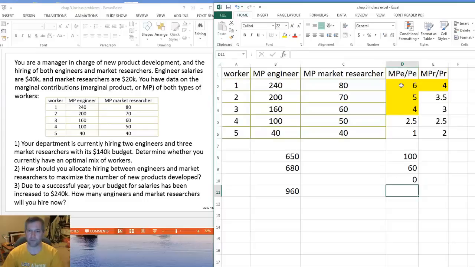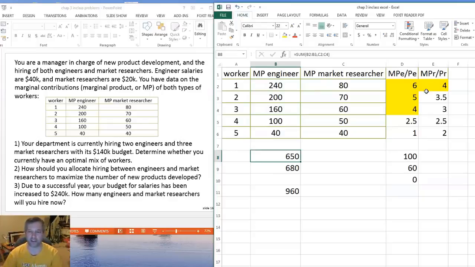I end up hiring the best deals at each stage of the process. I end up using it all. If you want to figure out whether it's optimal or not, I mean, because I just kind of showed you the steps you should take, the way you should try to solve these problems is to figure out marginal product per dollar and stuff.